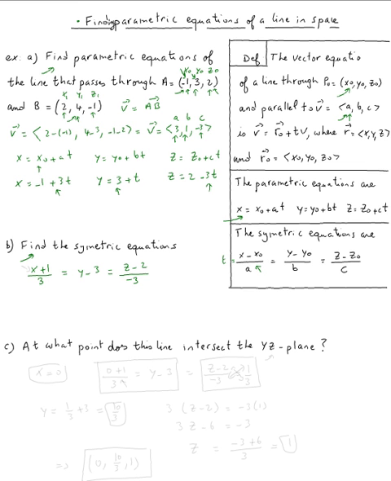Now, at what point does this line intersect the yz plane? We know in the yz plane, x is equal to 0. So if you plug it in here, we're going to get 0 plus 1 over 3 will be equal to y minus 3 will be equal to z minus 2 over -3. Let me do it in 2 steps. If we look at this, we can solve for y. y will be 1 over 3 plus 3, which is 1 plus 9 over 3, 10 over 3, so that's the y value.